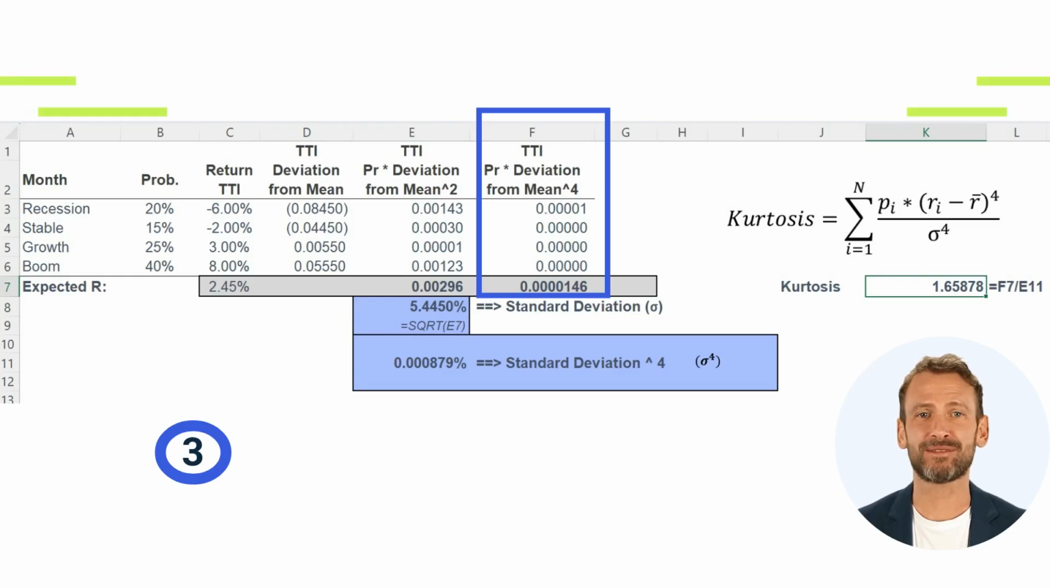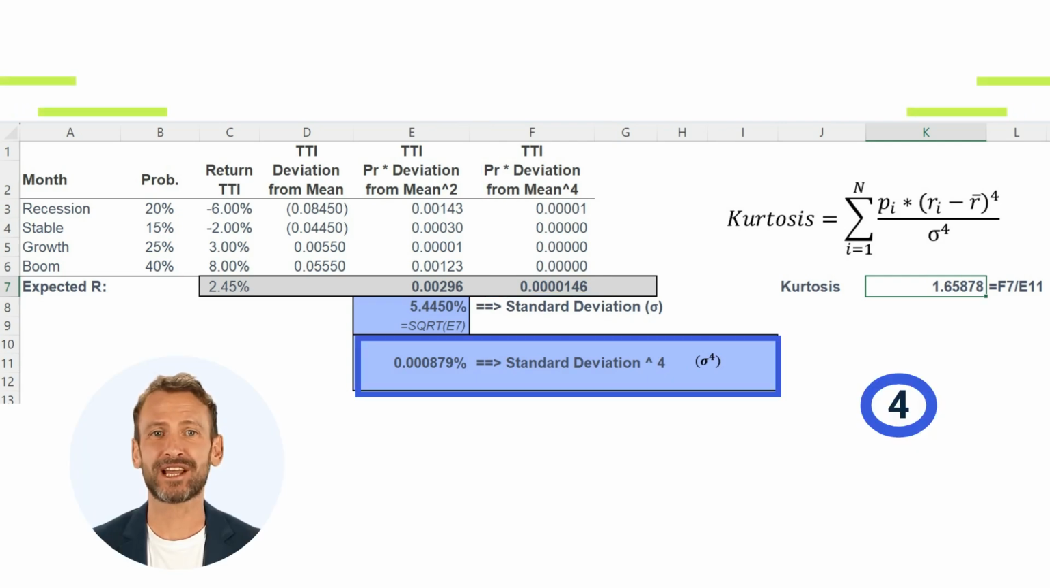As the third step to calculate kurtosis, we need to raise to the fourth power the deviation of each of the returns from the expected return for each scenario and multiply by the respective probability of each scenario. Then we sum these results, which you can see in column EFE. In this case, this sum equals 0.0000146. This is the numerator of our fraction for calculating kurtosis.